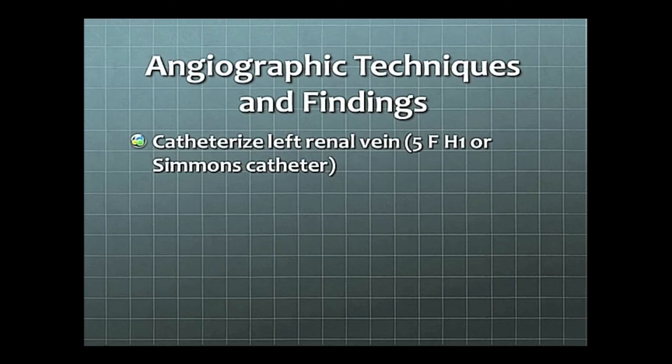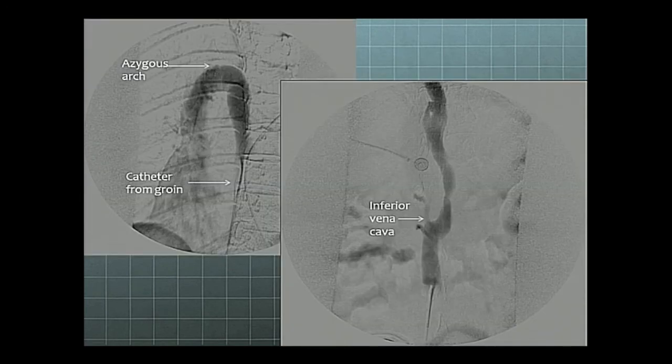Left renal vein can be catheterized with a 5 French H1 or a Simmons catheter. Again, I have not done much with this. Some of the other speakers have and might want to address this. And I just want to show one more case here, just to demonstrate that these patients can have some pretty widespread abnormalities to the venous system.